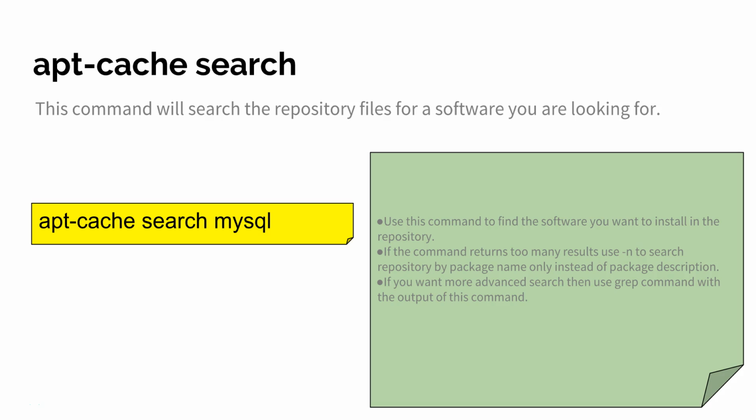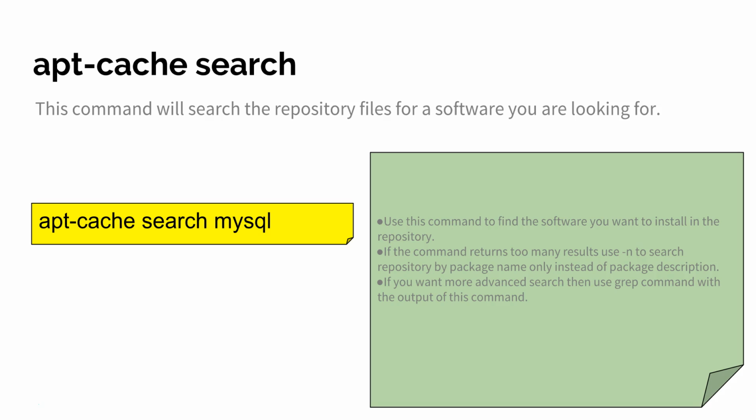apt-cache search. If you want to search and install any software, you might have MySQL as the name of the software in your mind, but the actual package name can be different, like MySQL-server. So use apt-cache search and then MySQL. This will search the repository and return the correct name if it is available, and then you can just install it.